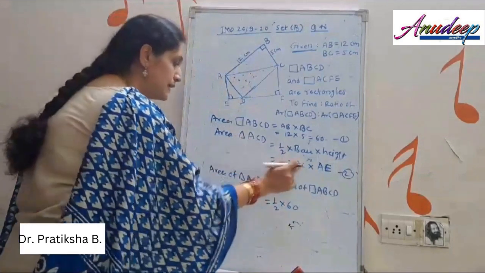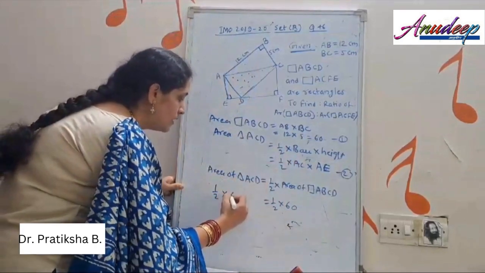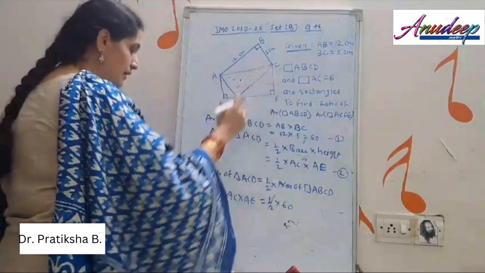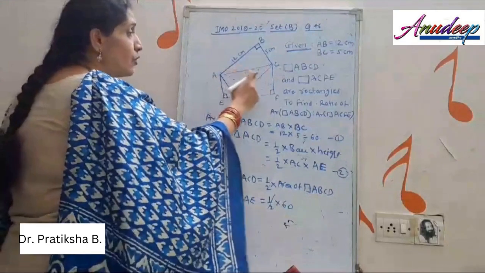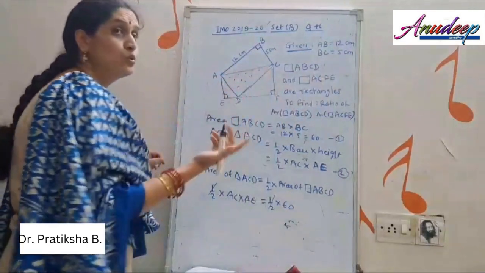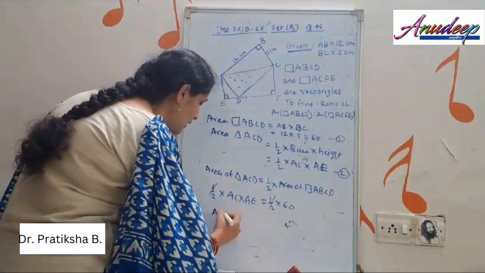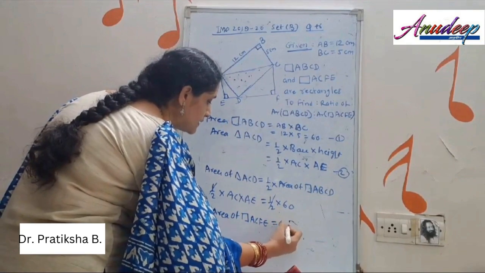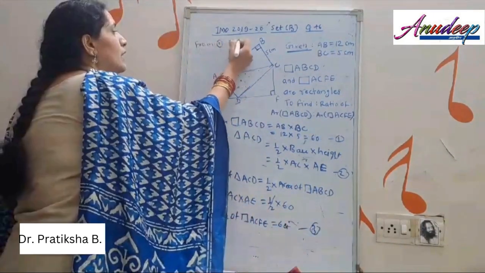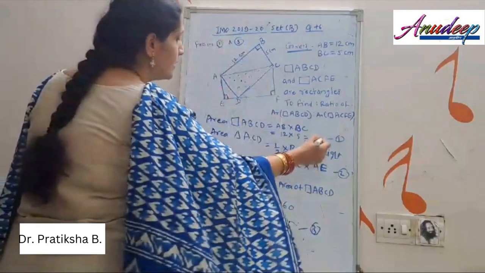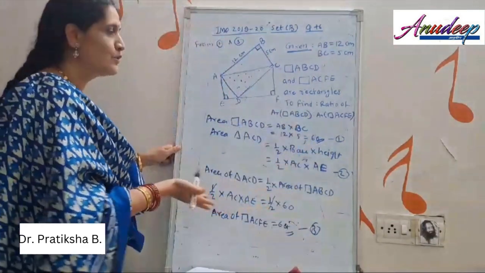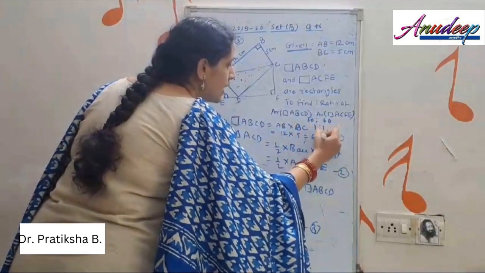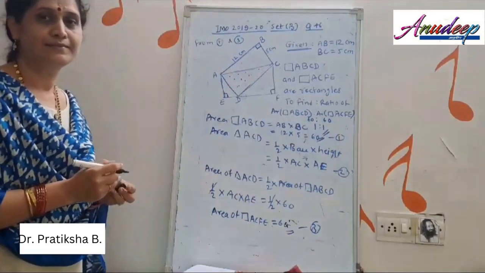Area of triangle ACD is equal to half into AC into AE. AC is one side of a rectangle and another side is AE. So for the rectangle ACEF, these are the two adjacent sides. It is equal to the area of ACF, and that is equal to 60. From equation 1 and 3, we see that the area for both of these is the same. So what will be their ratio? Both have the same area, so their ratio will be 1:1. That is the answer.